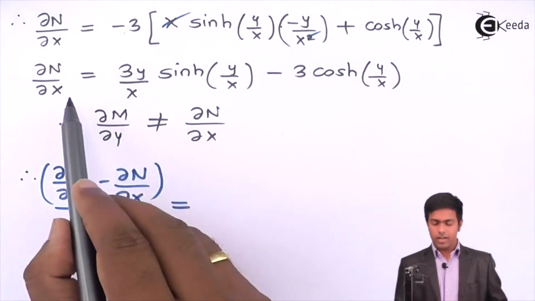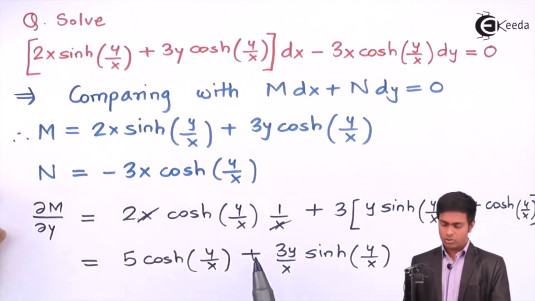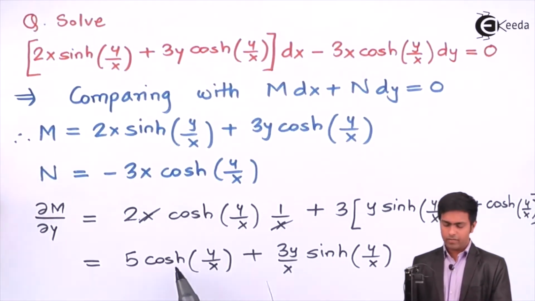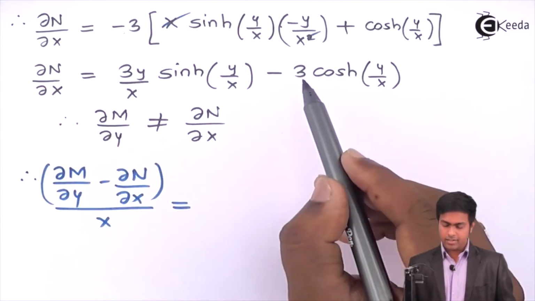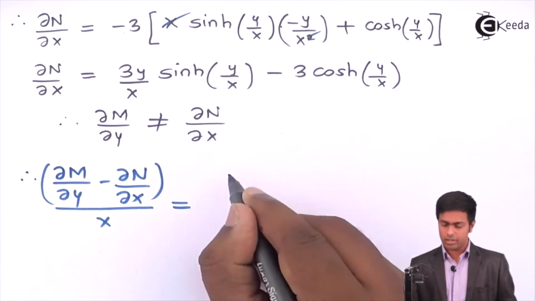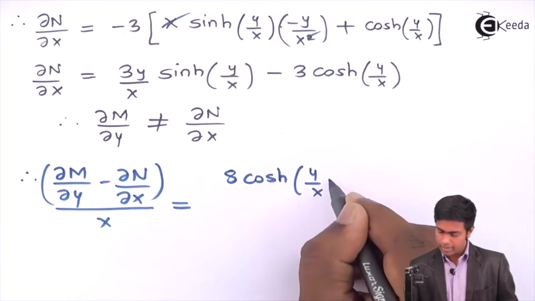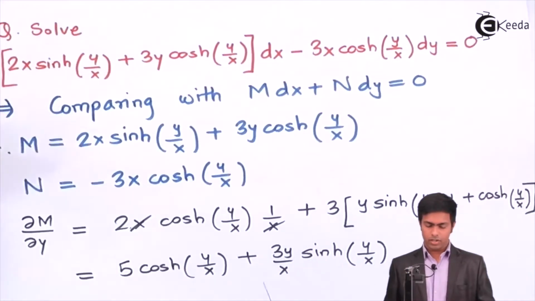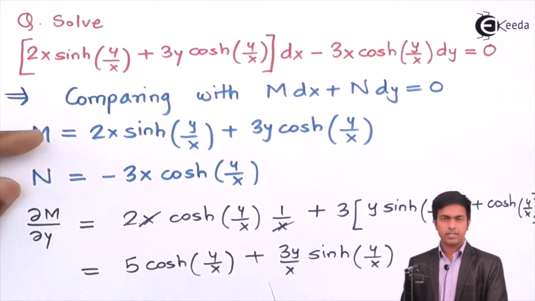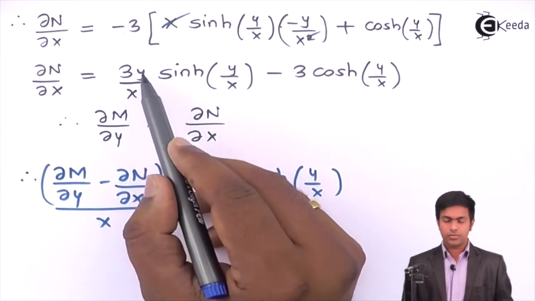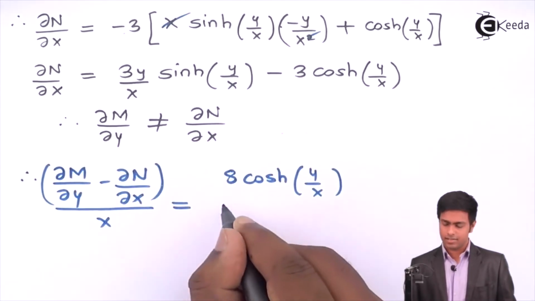So this is the value of ∂N/∂x and this is the value of ∂M/∂y. So this value minus the second value: 5 cosh(y/x) minus of 3, so that will become 8 times cosh(y/x). Next, here we have 3(y/x) sinh(y/x) minus 3(y/x) sinh(y/x), so that will be cancelled.